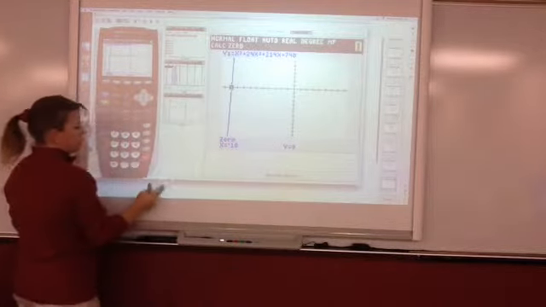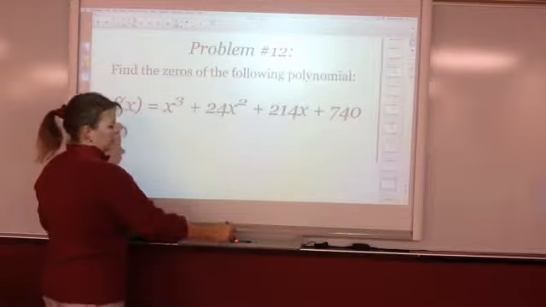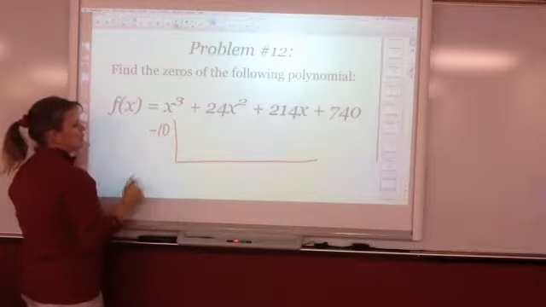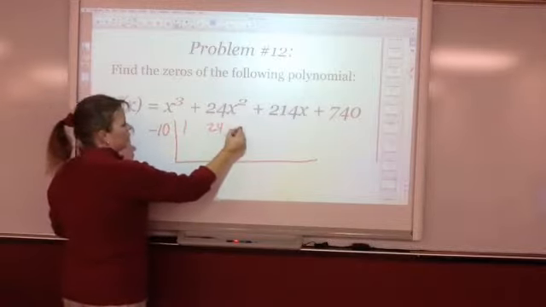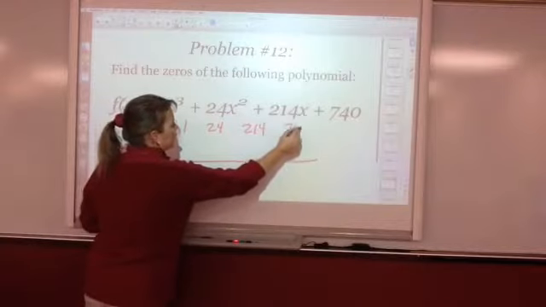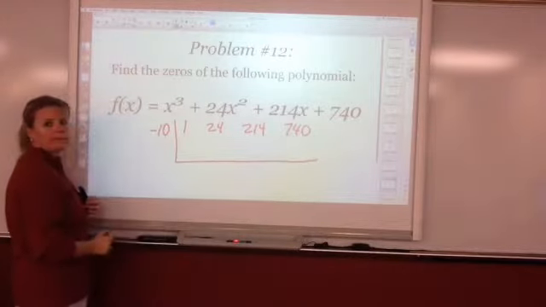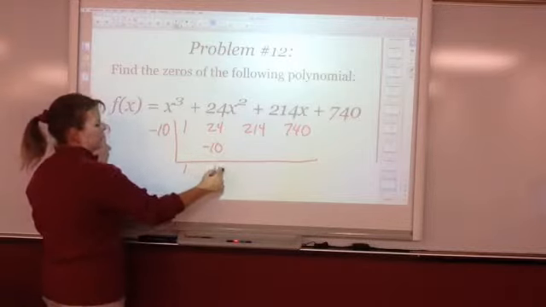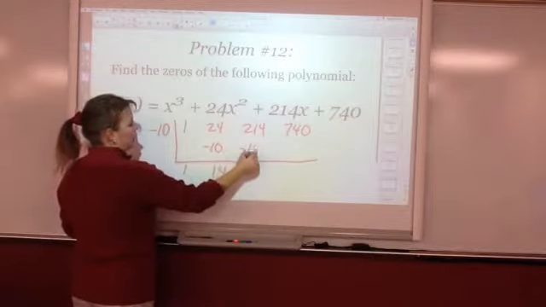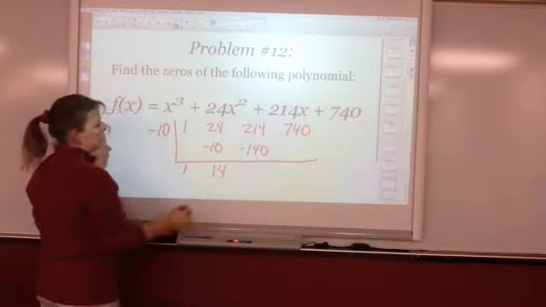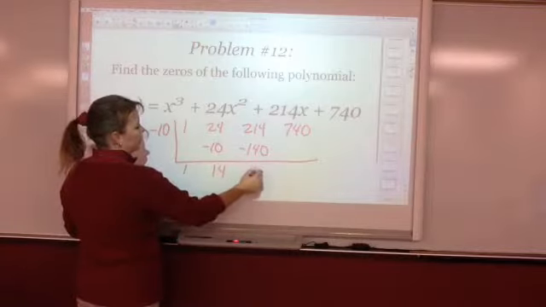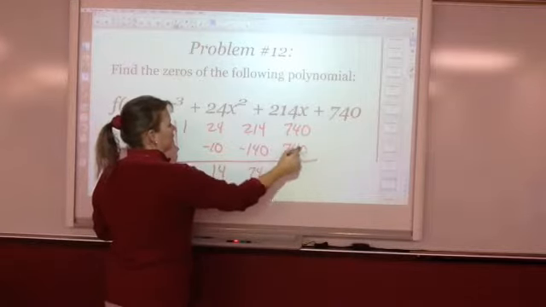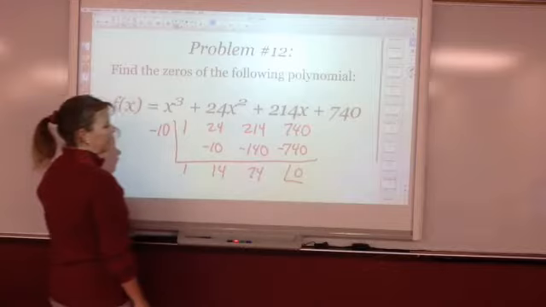It's an x cubed problem. I need 2 more zeros than -10, which I may find out to be imaginary. But at least now I know one of the zeros. I'm going to use 1, 24, 214, and 740. Drop down the 1, multiply, get -10, 14. Multiply, get -140. 214 minus 140 is 74. -10 times 74 is -740, which means I have a 0 there.